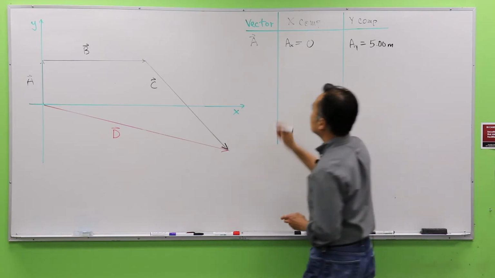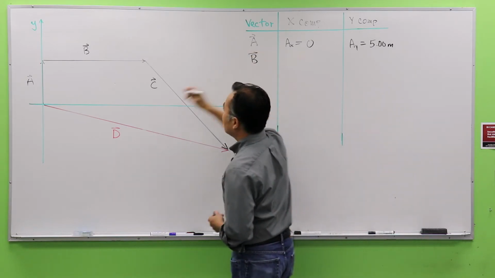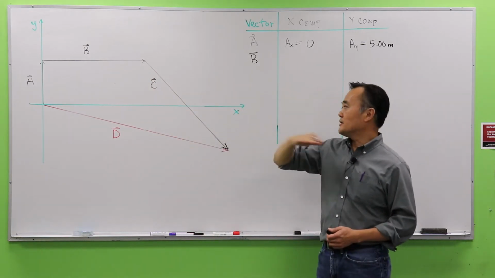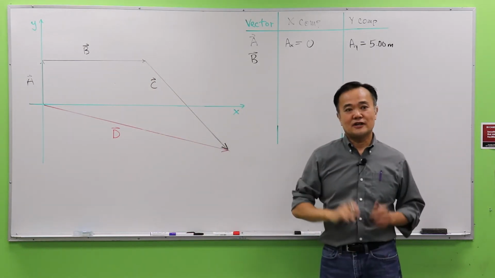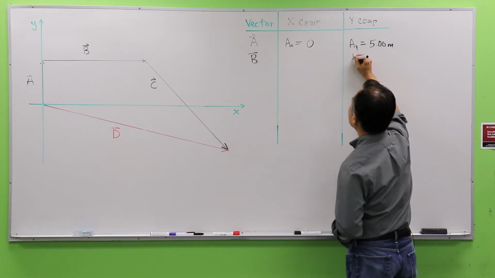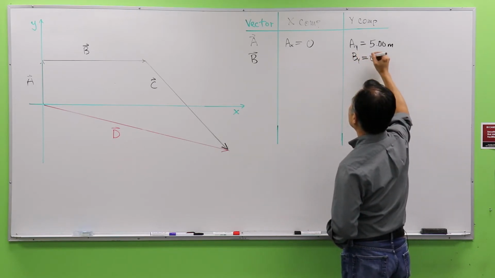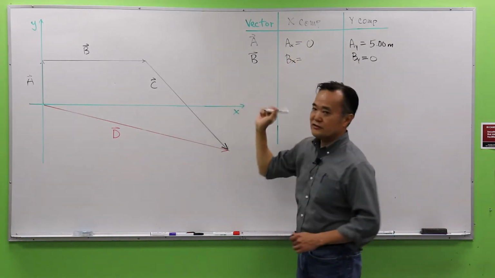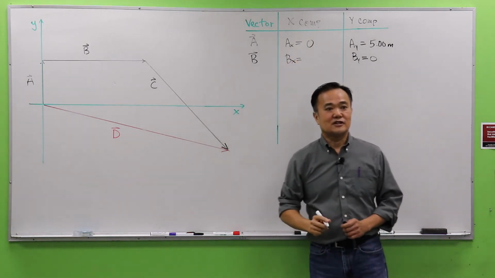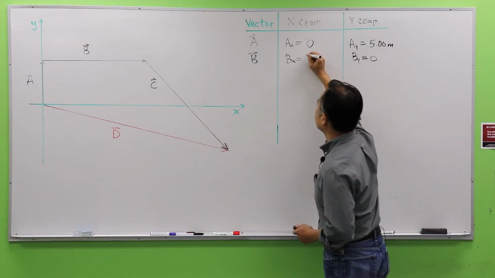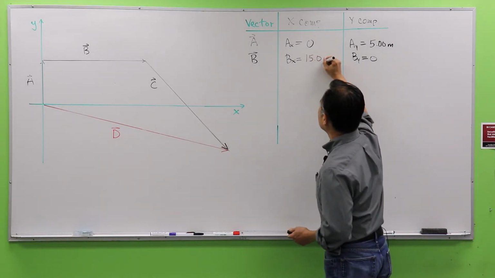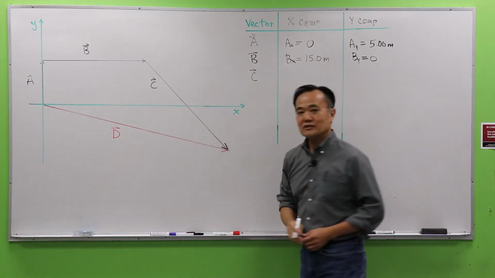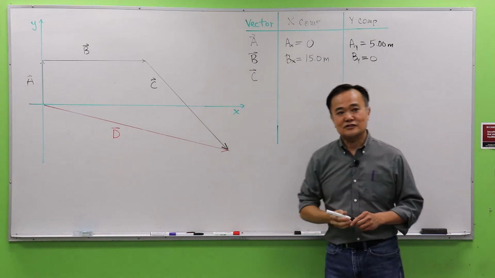Right. Likewise, let's look at B. B is this one that goes along to the side, and you see that one is all x component, and the y component is 0. Okay. And so Bx is the entire length of the vector B, which is 15.0 meters. Don't forget your units. Okay. Then we have C. What's the x component of C? What's the y component of C?